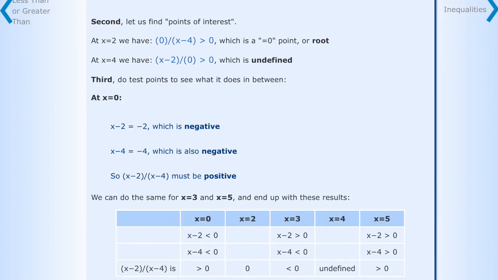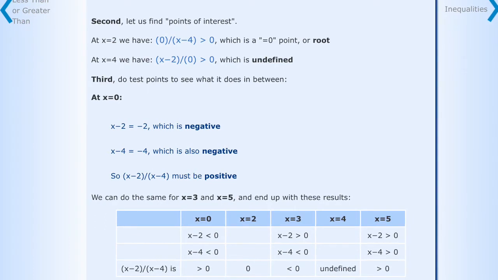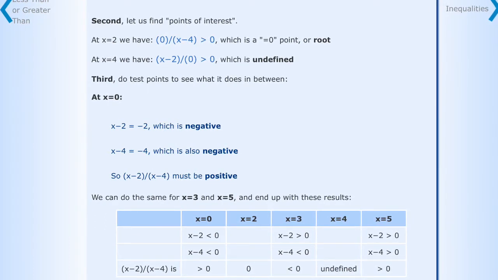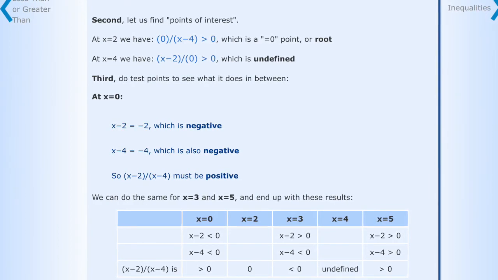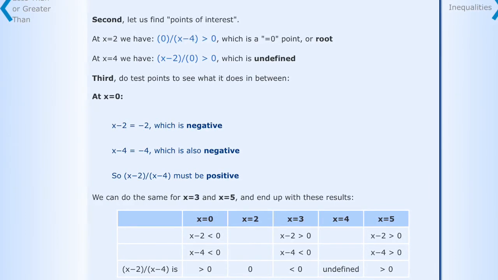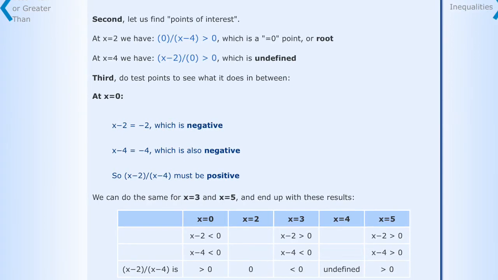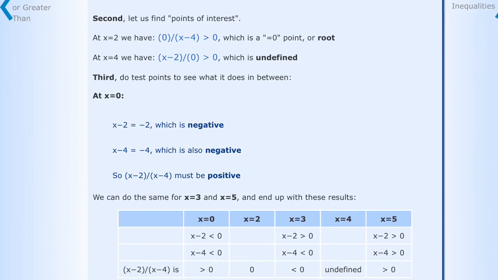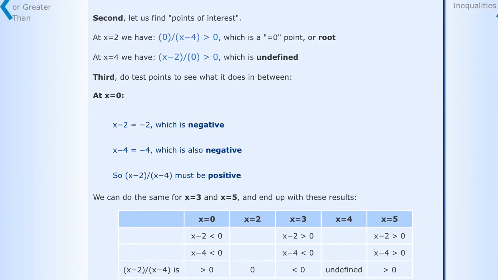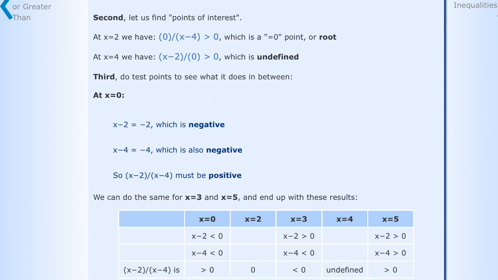Second, let's find "points of interest." At x equals 2, we have 0 over x minus 4, which is 0, a root. At x equals 4, we have x minus 2 over 0, which is undefined.